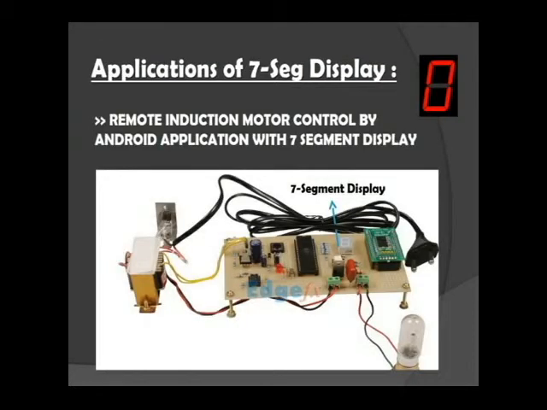Now there are some applications of the 7-segment display. The first is a remote induction motor controlled by an Android application with a 7-segment display. Speed control of an induction motor such as fans by a microcontroller through remotely operated commands, in steps by a touchscreen-based user-friendly GUI on any smartphone, with the Android application displaying status through a 7-segment display.